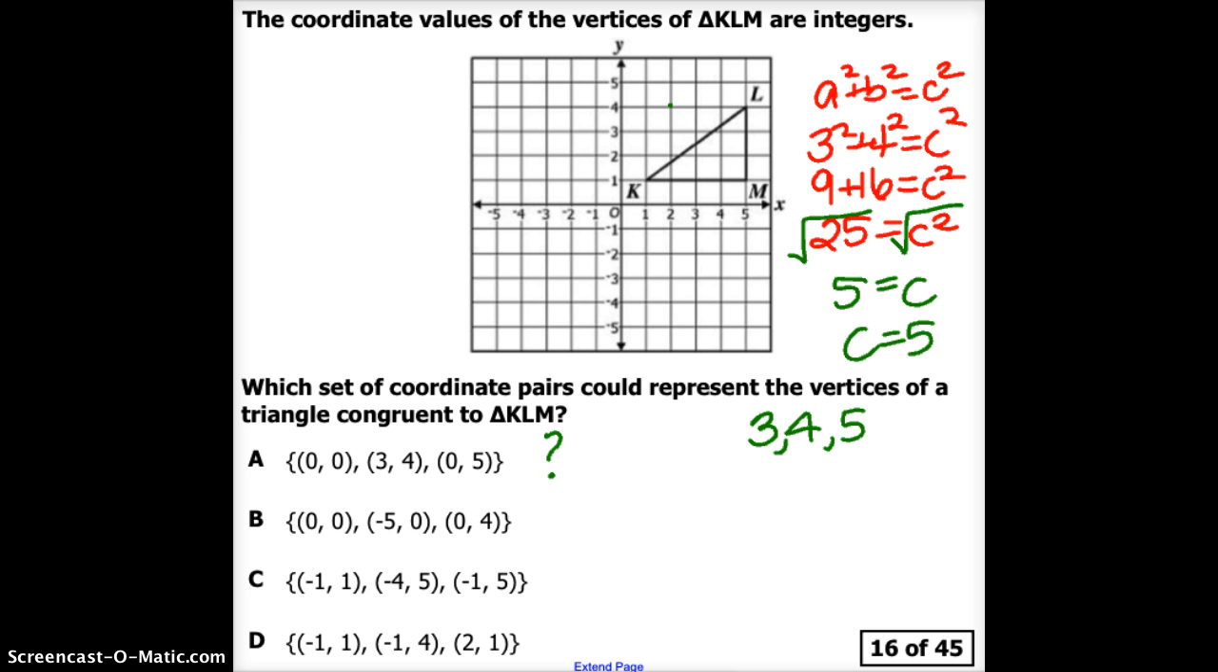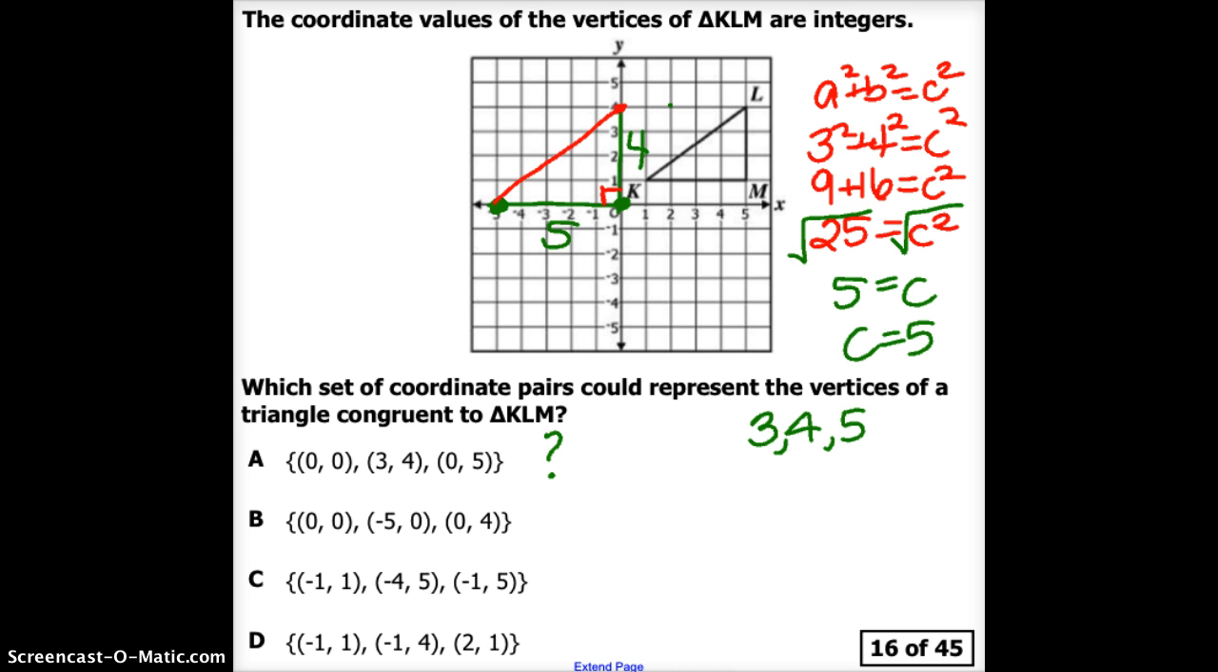Now I'm going to graph choice B. So in choice B, I again have that origin. I have negative 5, 0, which is on the x-axis, and that would make this side 5 over here. And I have 0, 4. Okay. I can see that my right angle is going to sit right in here.